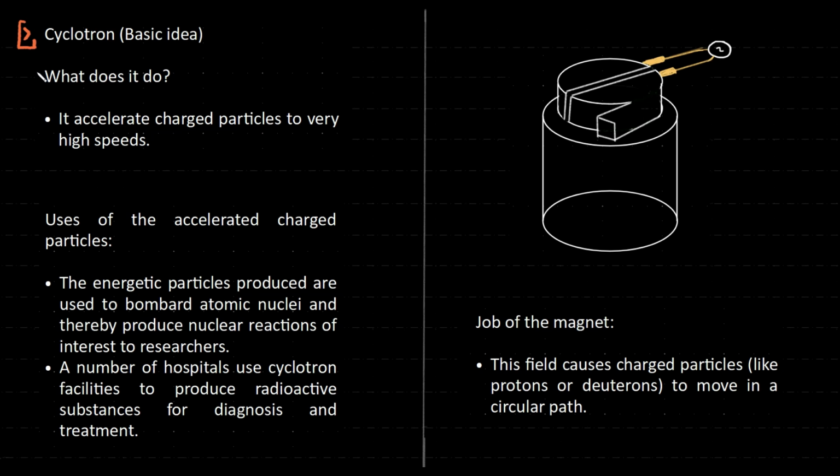Another device which makes use of electrical field and magnetic field: a cyclotron. So the basic idea over here is that it is going to increase the speed of a charged particle. It's going to accelerate it. So the obvious question is, what is the point of that? What is the use of that?